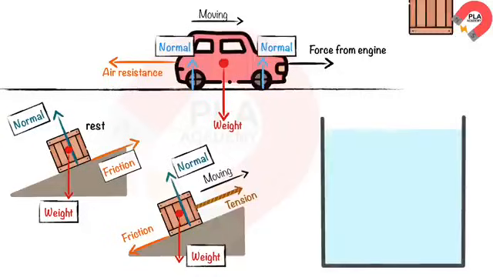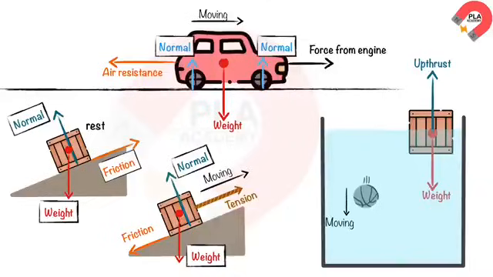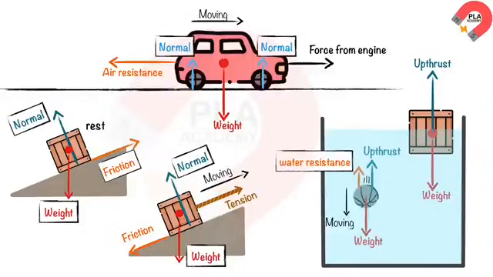When a box floats on the water, the forces acting on the box include the weight acting downward and the upthrust acting upward. When a metal sphere is moving downward through the water, the forces acting on the metal include the weight acting downward, the upthrust acting upward, and the water resistance acting upward.